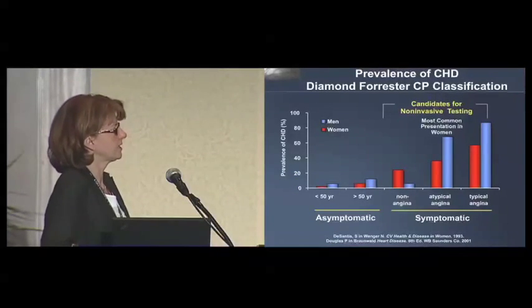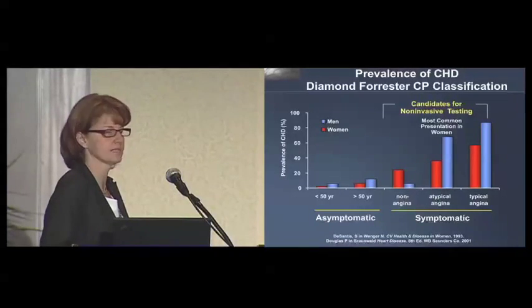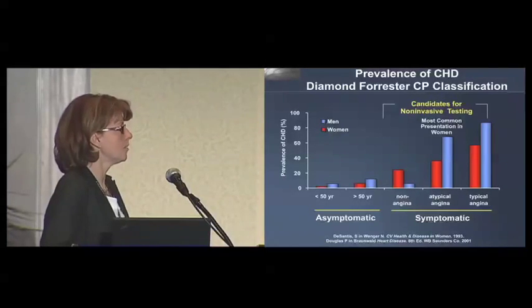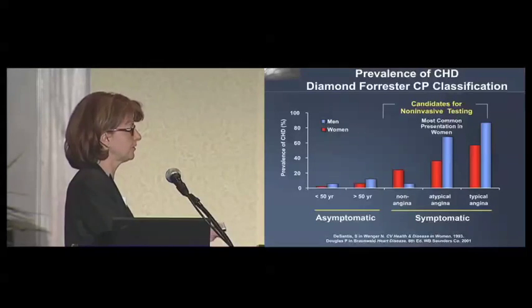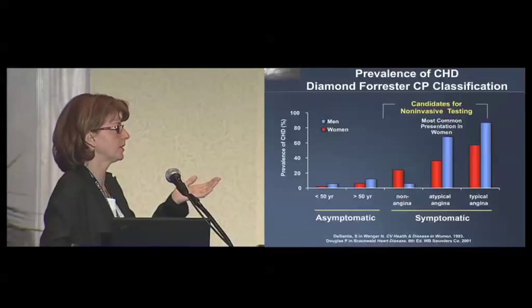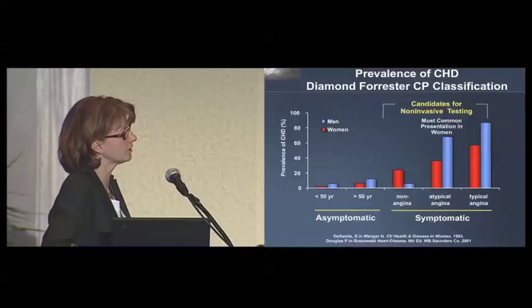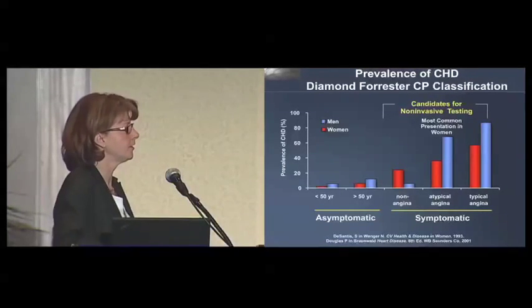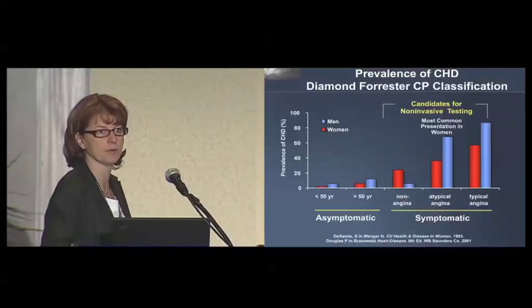In their classification, they then took these patients to diagnostic angiography and were able to show the prevalence of disease based on symptoms. Asymptomatic patients here, you can see, have a very low prevalence of disease. And in symptomatic patients, as you go from non-anginal symptoms to atypical and more typical angina, of course, the prevalence of disease goes up. But when you look at the female patient population, you can see that the prevalence of disease is actually lower than in the male patient population.